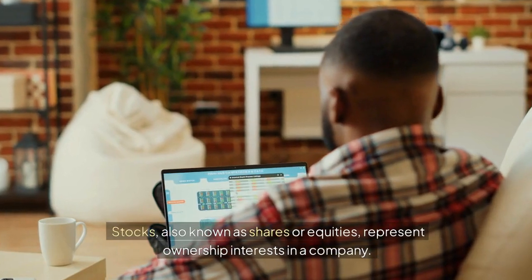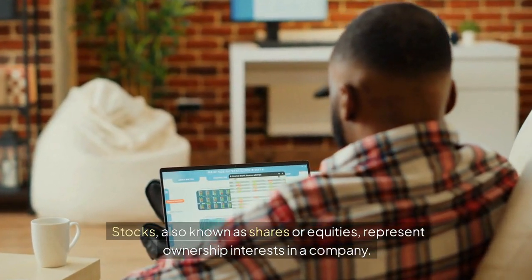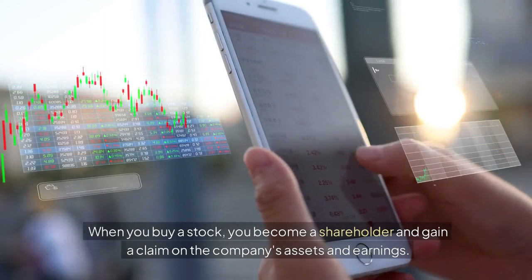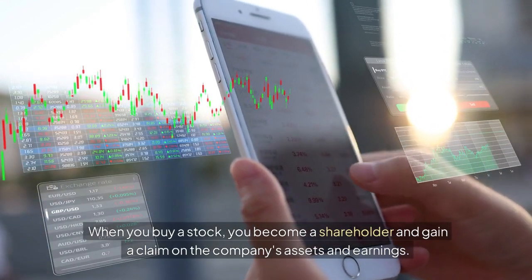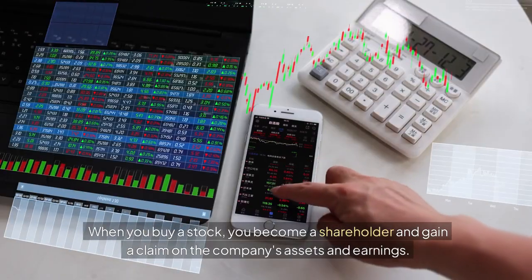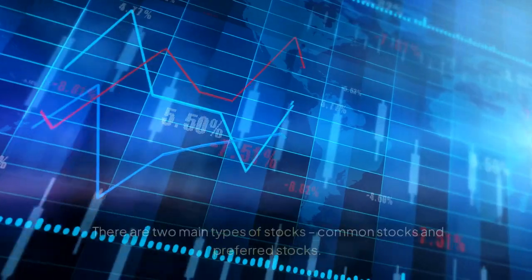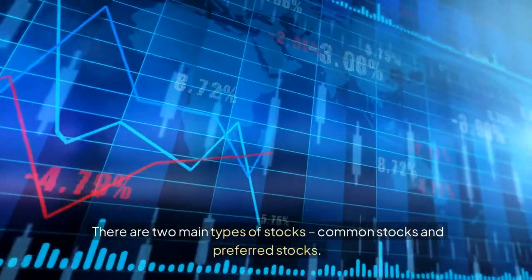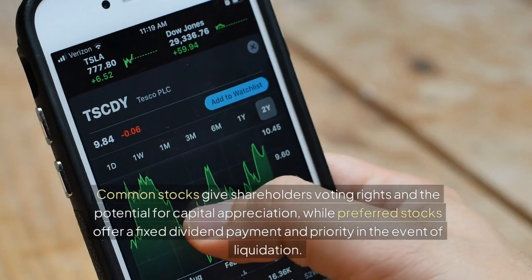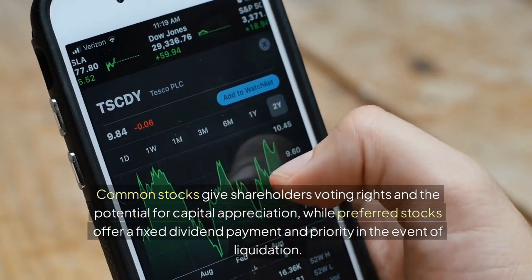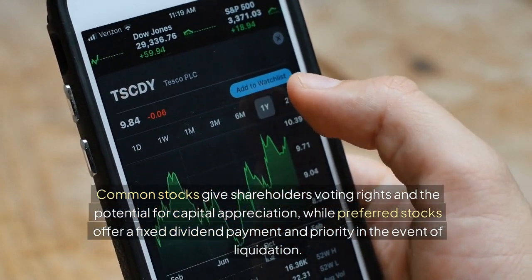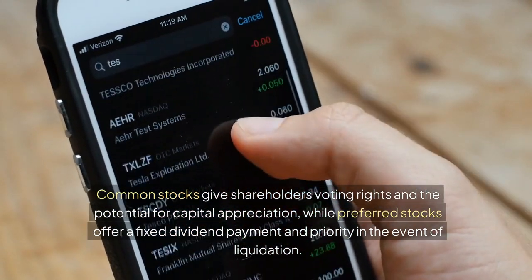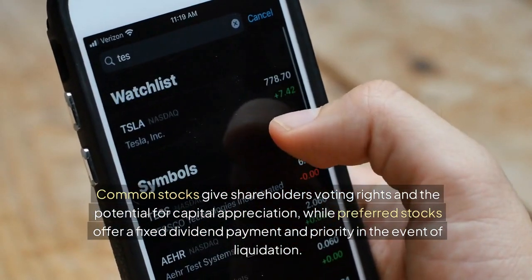Stocks, also known as shares or equities, represent ownership interests in a company. When you buy a stock, you become a shareholder and gain a claim on the company's assets and earnings. There are two main types of stocks: common stocks and preferred stocks. Common stocks give shareholders voting rights and the potential for capital appreciation, while preferred stocks offer a fixed dividend payment and priority in the event of liquidation.